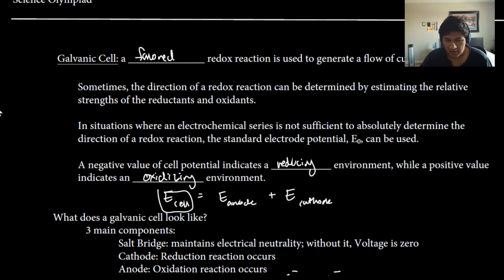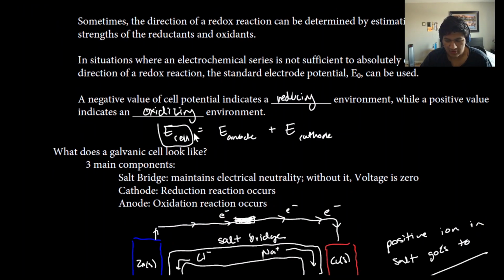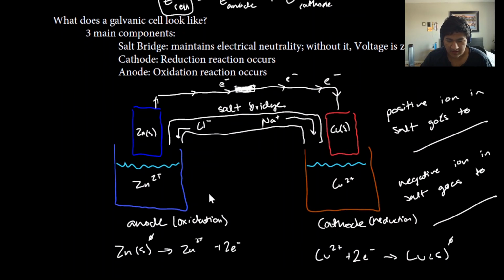So finally, we're talking about galvanic cells, but I haven't actually shown you what it looks like. And this is a really good picture. Obviously you're going to see this in all your textbooks, but I drew it, and I'm proud of myself for drawing it. Galvanic cells have three main components. There's a salt bridge, which is shown over here, and then we have a cathode, which is this part, and we have an anode, which is over here.